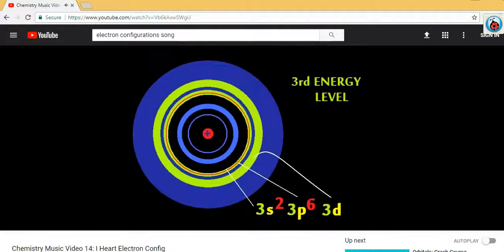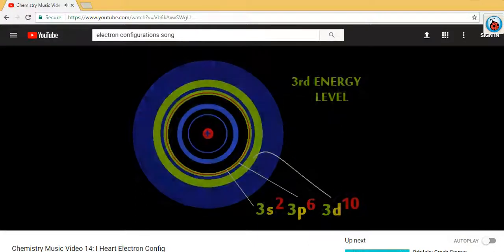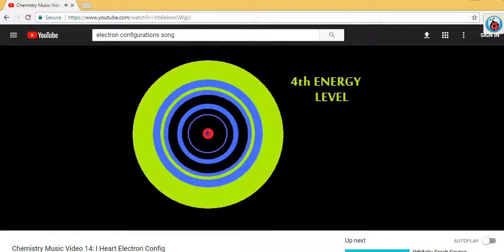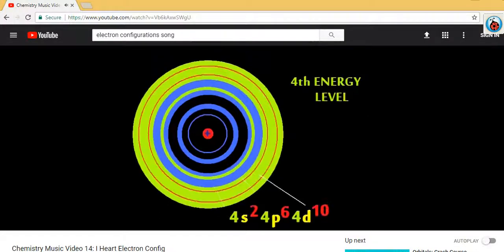D sublevel is added on top, 10 electrons can fit at above. 1s2, 2s2, 2p6, 3s2, 3p6, 4s2, 3d10. The fourth shell is the largest yet, an S and a P and a D, I'll bet.